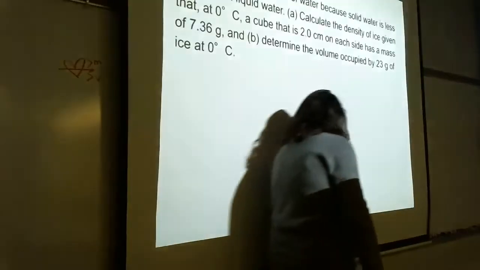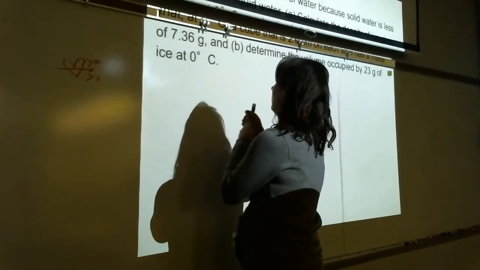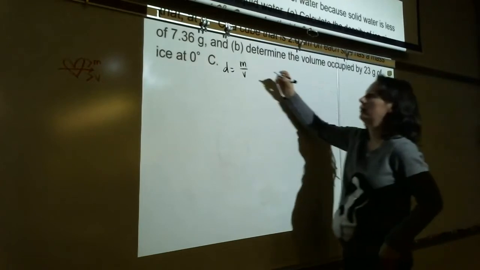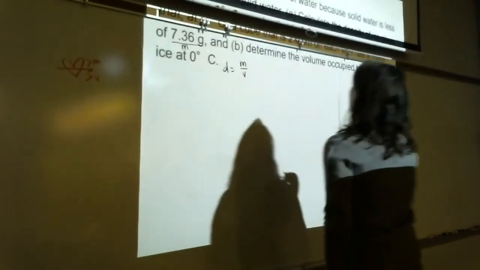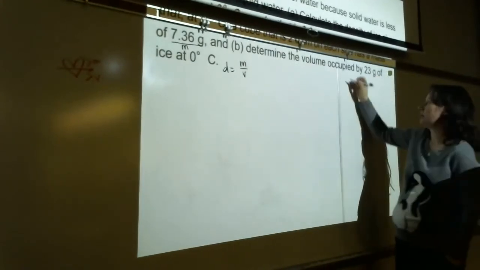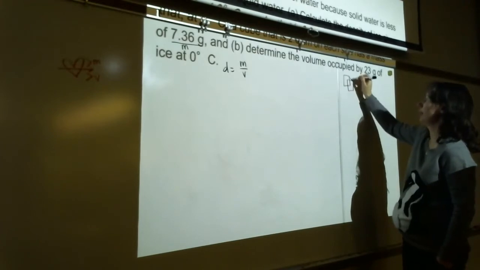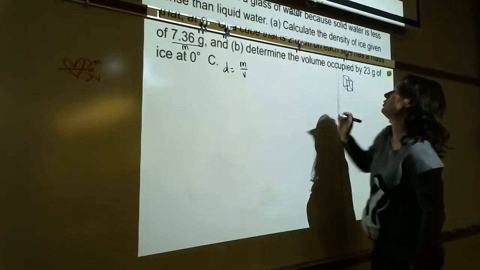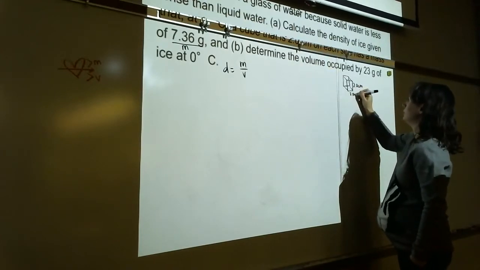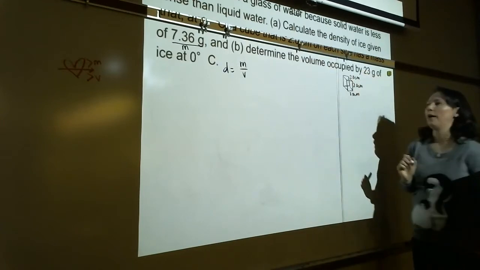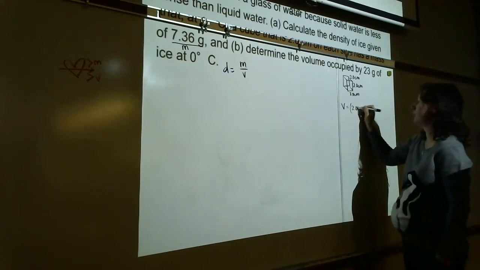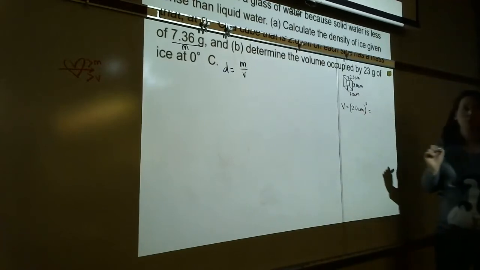So we're going to need a couple of things before we can calculate the density. If density is equal to mass over volume, the problem gives us the mass, right? 7.36 grams, there's my mass. But does it give me the volume in the problem? No, it doesn't. But I can determine it somehow. If this is 2, and is it 2.0? Yes, it's 2.0. How do I get volume of a cube? Right, so the volume is just 2.0 centimeters cubed. So 2 times 2 is 4, 4 times 2 is 8.